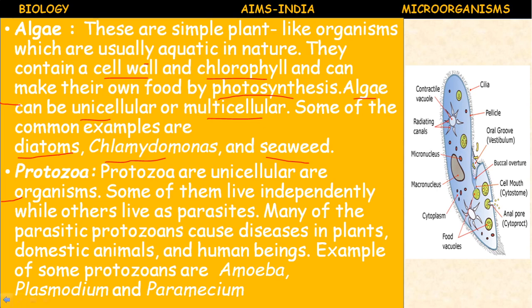Here paramecium is given. Protozoans are also called animalcules. Anton van Leeuwenhoek called these unicellular organisms animalcules. They are not true animals, they are animalcules. That's why paramecium is called the slipper animalcule. Vorticella is called the bell animalcule.